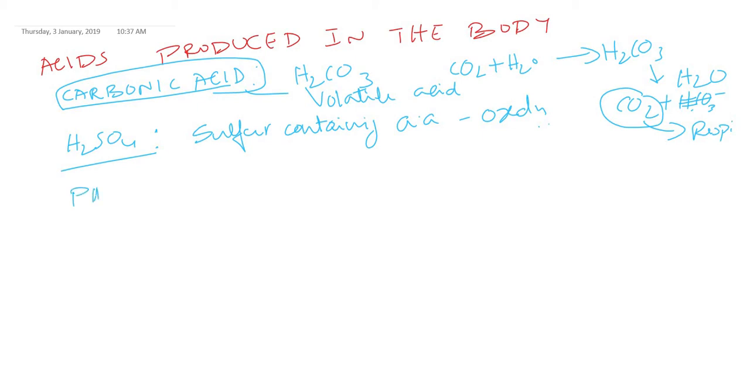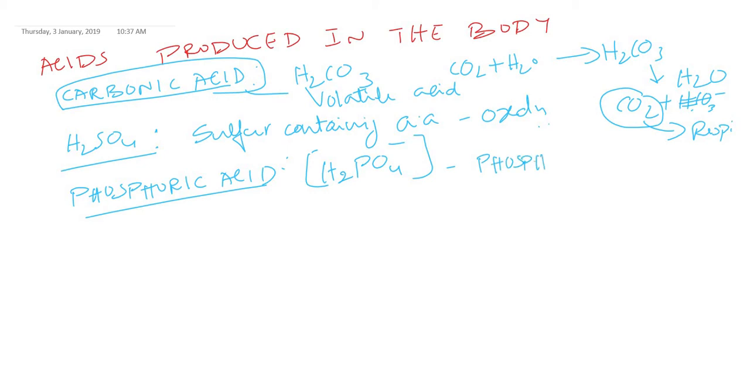Another acid which is produced in our body is phosphoric acid. The formula is H2PO4 minus. They are produced in our body as a result of metabolism of phosphoproteins or nucleoproteins. So their phosphate group will be converted to phosphoric acid.